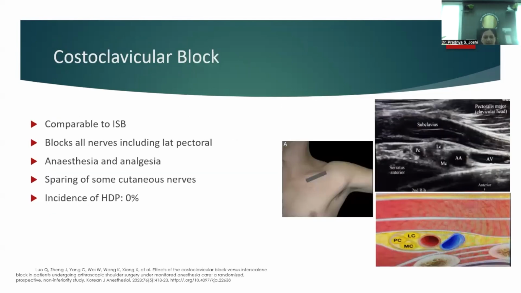The new block which has come into existence is the costoclavicular block. This is the block which is given infraclavicularly and blocks the other nerves which are supplying the shoulder joint, that is lateral pectoral and the intercostobrachial. This block is used for anesthesia as well as analgesia. There may be sparing of some cutaneous nerves which can be blocked easily with the help of the landmark technique. But the incidence of HDP is 0% with this costoclavicular block. As the compartment at this level is very tight, it is shown in cadaveric studies that there will be a retrograde spread of the local anesthetic blocking the suprascapular nerve.